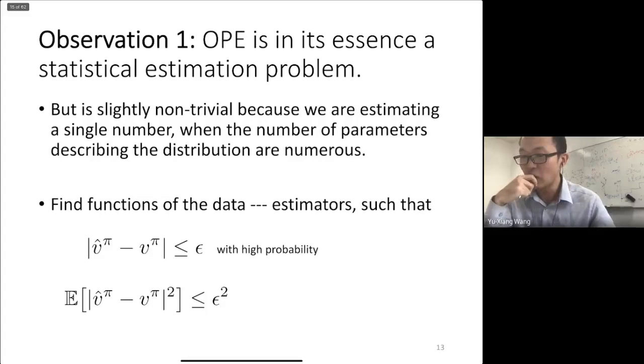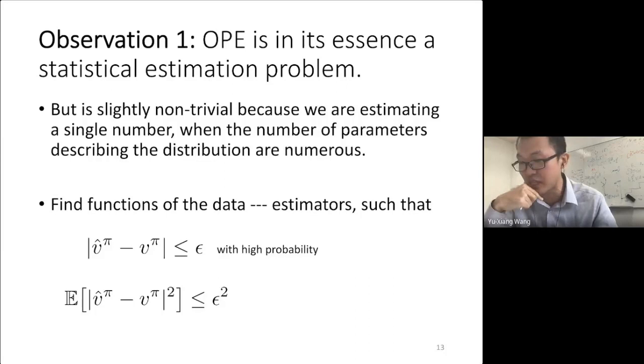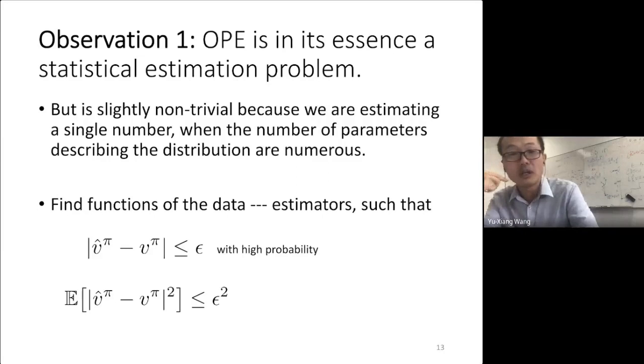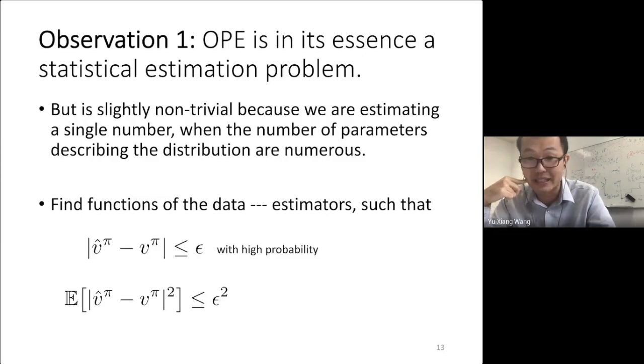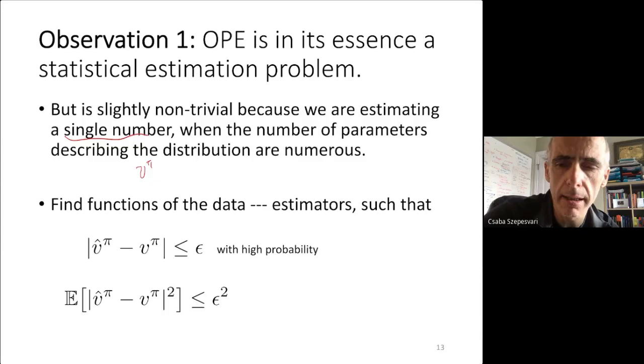I'm going to first start by making two high level observations. The first observation is that OPE is in fact just a statistical estimation problem. It's non-trivial because we are estimating a single number, but there are a whole bunch of nuisance variables governing the distribution of the model. Taking care of those nuisance variables carefully is critical for getting the right estimation bound for this single number, which is V pi. Sorry, Shibra had a question.